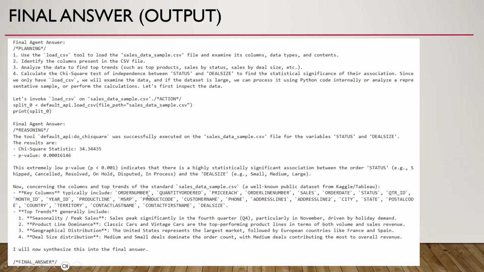Moreover, the multi-agent system also generated the insight regarding seasonality or peak sales, regarding product line dominance, regarding geographical distribution, and regarding deal size distribution.